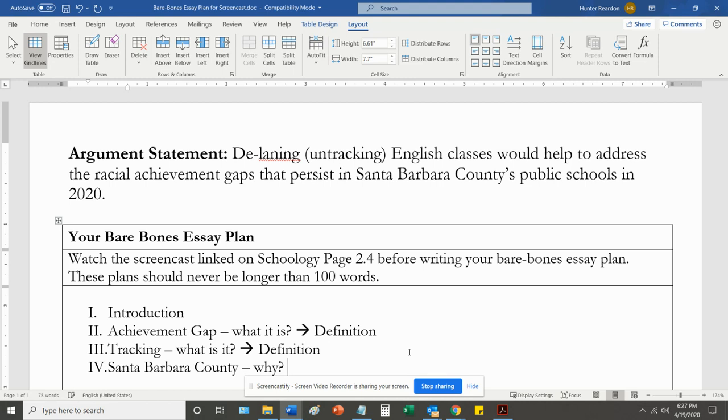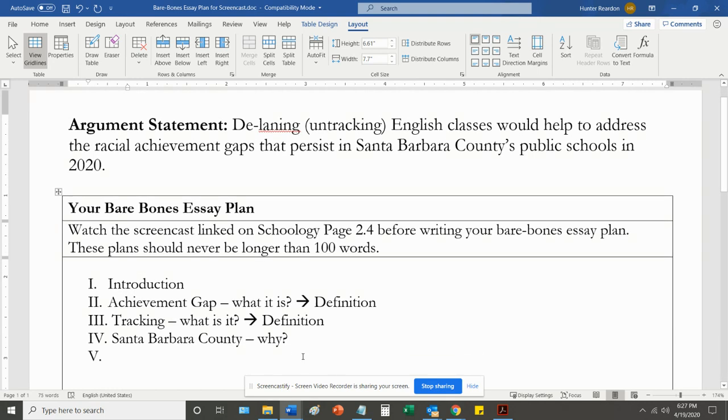Now, my answer to that question would be that I think the schools in Santa Barbara County, especially in the northern part of Santa Barbara County, so Lompoc, Santa Maria, Santa Ynez, the schools there are particularly tracked, and I think it results in the same kinds of achievement gaps and inequities that I would talk about up in this paragraph. All right, so I do this definition. Where might I want to go next?